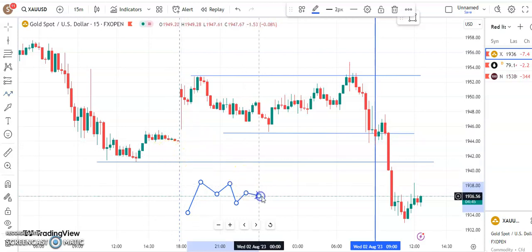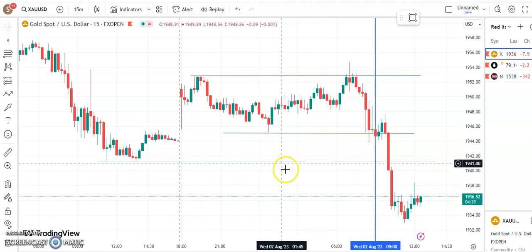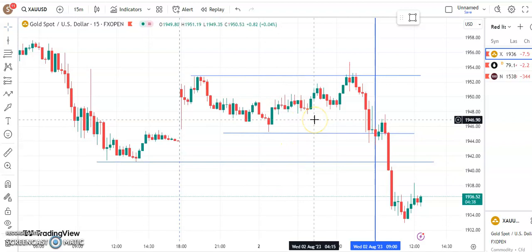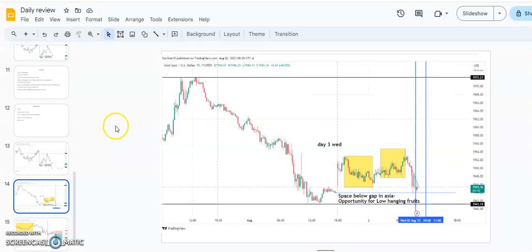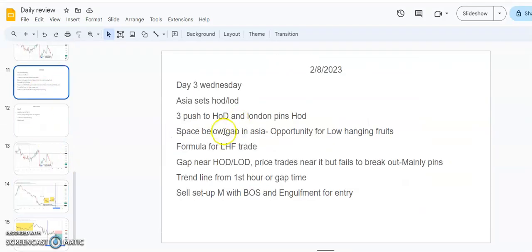So this is not like a very long trade in terms of time. It is a short trade, but a low-hanging fruit trade where it breaks down very fast. So there are some qualifications for a trade setup to be low-hanging fruit.